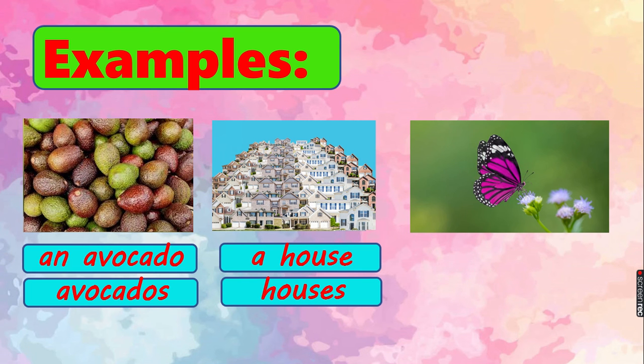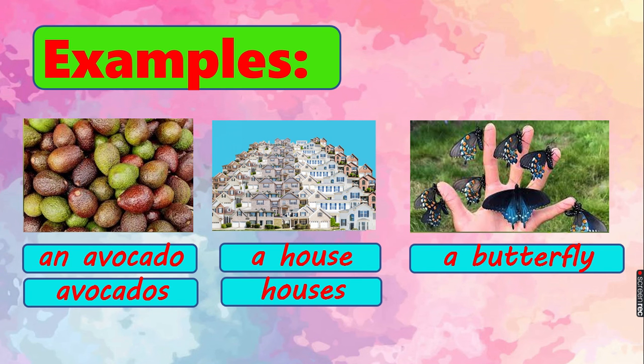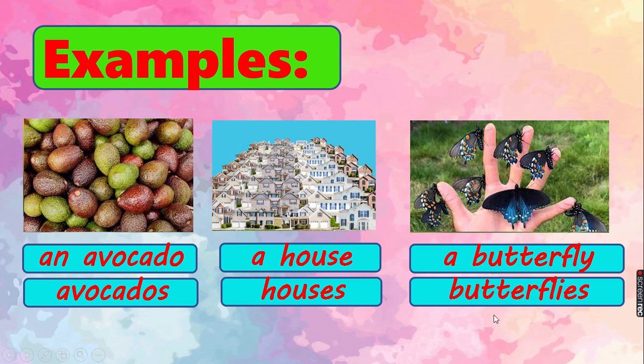What is it? You're right, it's a butterfly. And how about this? What's the plural form of butterfly? Yes, we change Y to I and add ES. Butterflies. Look at this word avocados. This is an exception. Even though it ends in a consonant O, we don't put ES. We just add S. Okay? So the plural form of butterfly is butterflies.